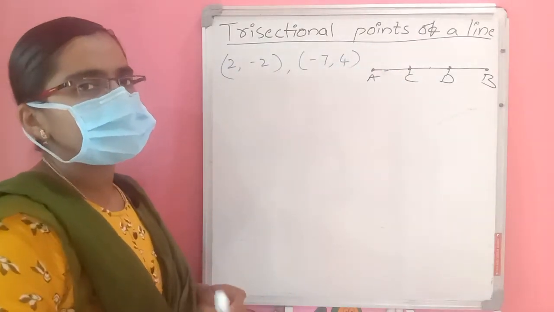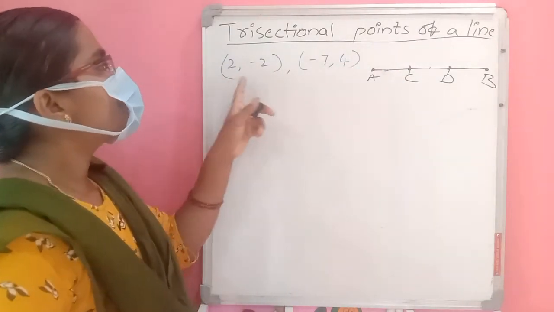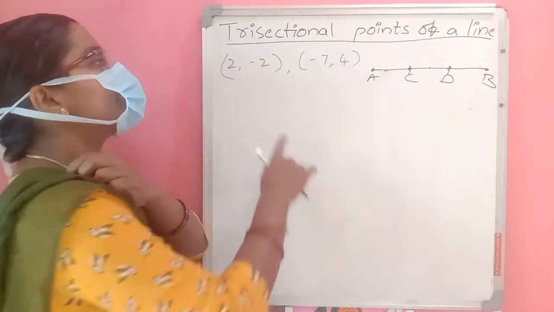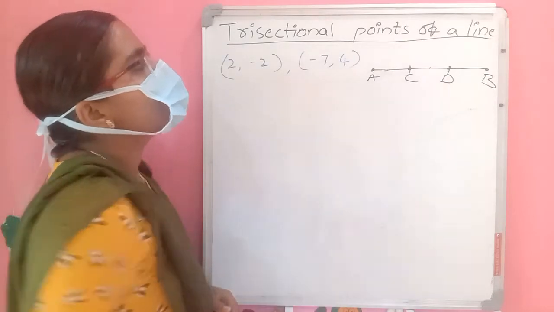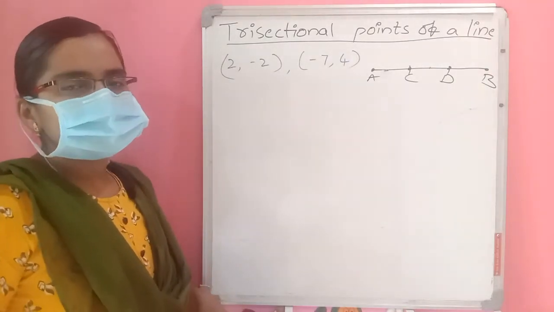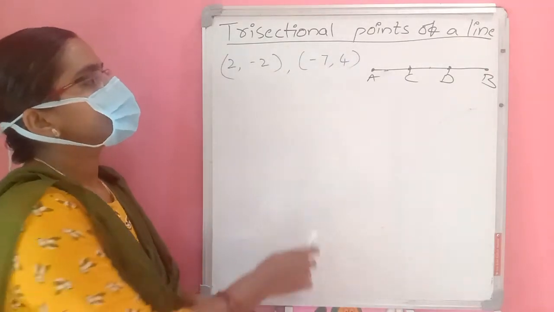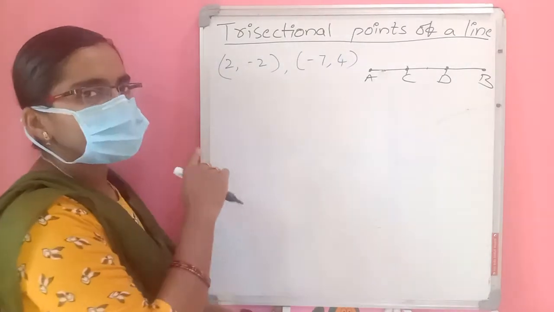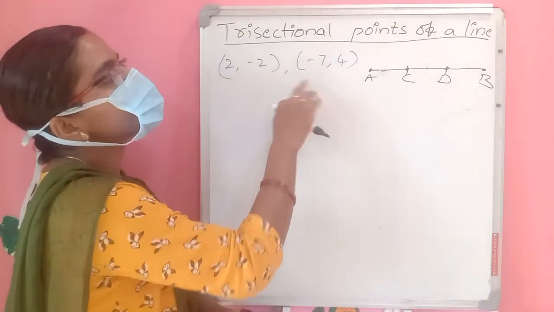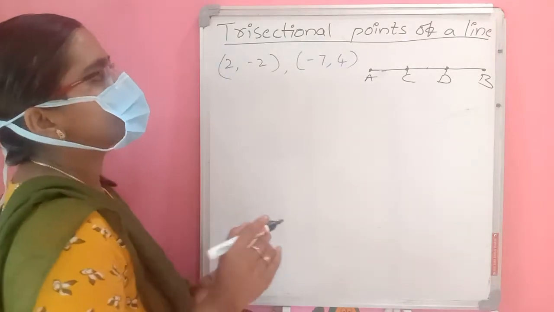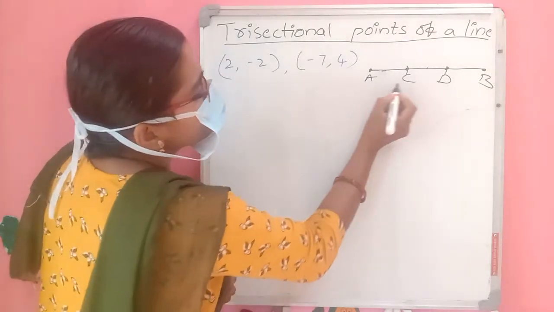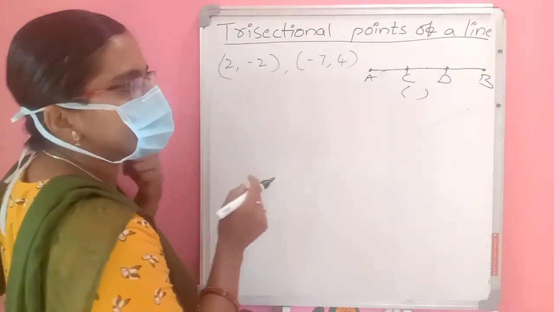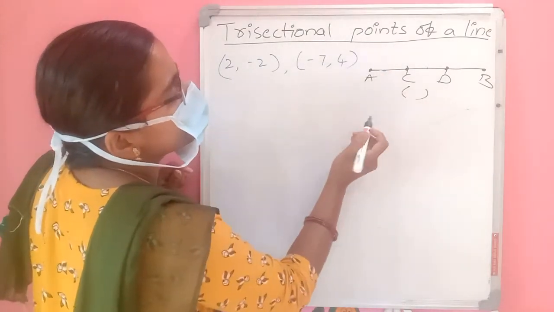So here we have an example: A (2, -2) and B (-7, 4) are given. What are the trisectional points of the line joining these 2 points? How can you find them? Look here. If we need point C first, how can we get point C?